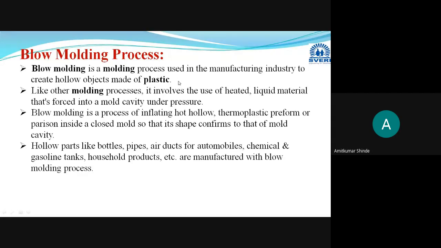For example, you can say plastic bottles, plastic jugs or plastic mugs. Then different toys that are hollow, you can manufacture. Then different storage tanks that you can use for storing chemicals in the industries. Different chemical storage tanks, gasoline storage tanks, or different components that are hollow in nature, and that can be helpful for manufacturing automobile components or different vehicles, are manufactured with the help of this blow molding process.